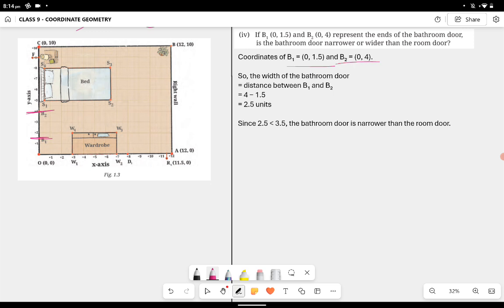So this is the width of the door. That width can be found like we did before, that is by finding the difference between its coordinates. So here the coordinates are B1 and B2. The difference between B1 and B2 is 4 minus 1.5, which gives you 2.5 units. We know that our room door was 3.5 units. So when we compare 2.5 and 3.5, 2.5 is less than 3.5. Thus, the bathroom door is narrower than the room door.